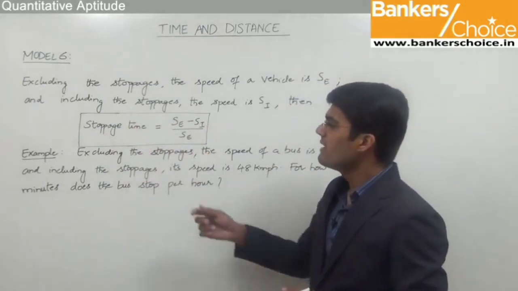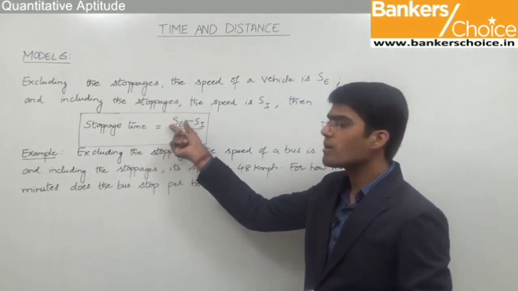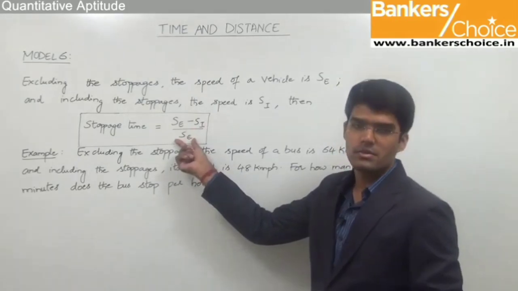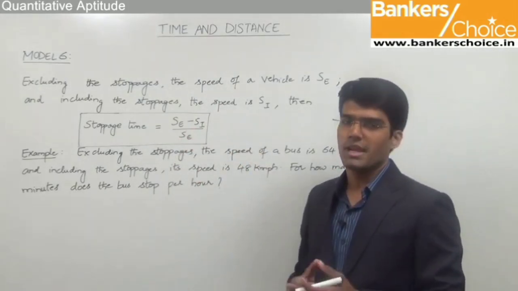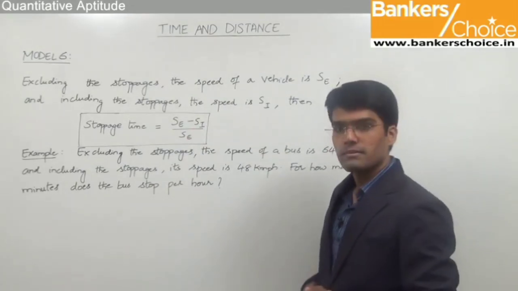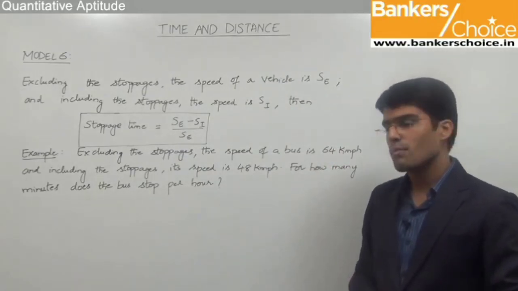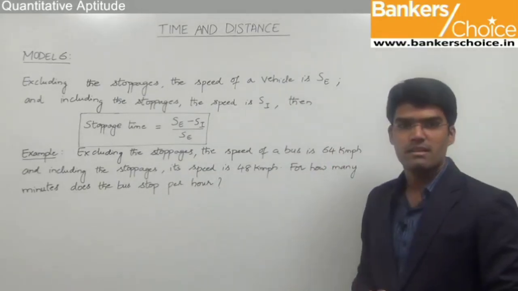So here, as you can see, we can take the stoppage time directly as the speed excluding the stoppages minus the speed including the stoppages, divided by the speed excluding the stoppages. So with the help of this simple formula, we can find out the stoppage time directly without writing any further steps. Let's look at an example here. Excluding the stoppages, the speed of a bus is 64 kilometers per hour, and including the stoppages, its speed is 48 kilometers per hour.